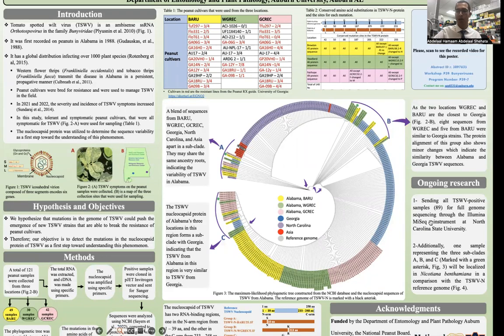We are going to send all the positive samples, which are 89, for full genome sequencing through the Illumina MiSeq instrument at North Carolina State University, so we can also observe and detect other mutations in the full genome of this virus.